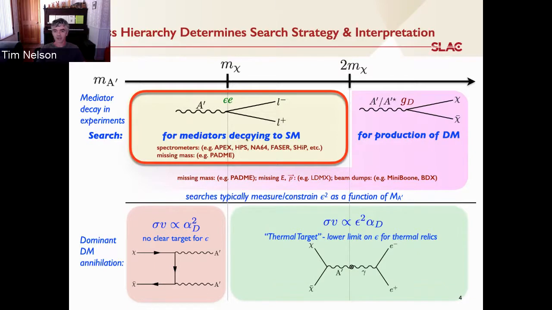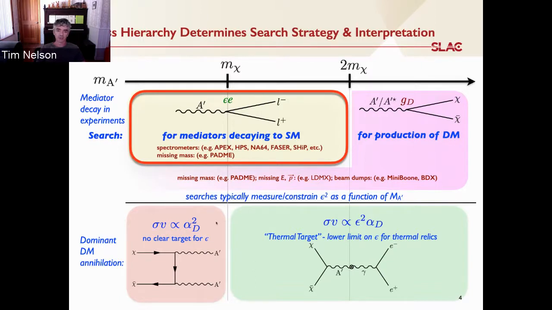One, if the dark photon is heavier than the dark matter, then in the early universe, at the time of dark matter production, the only process available is this direct annihilation diagram, which produces the thermal relic abundance, and that's proportional to epsilon squared alpha dark. And because we know something about what this cross section has to be, because we know the relic abundance, we actually know something about what epsilon has to be. And in particular, there's a lower limit on epsilon for thermal relics.